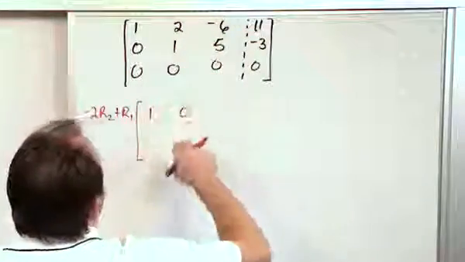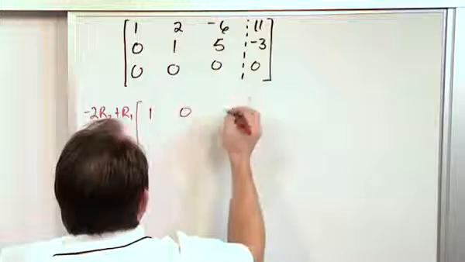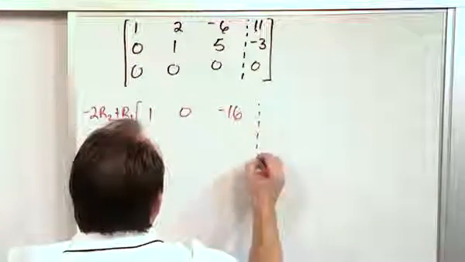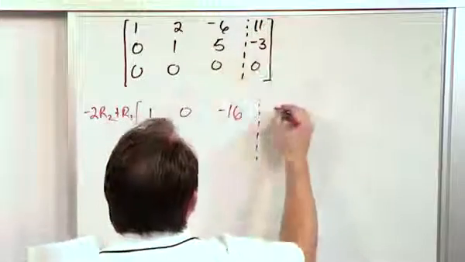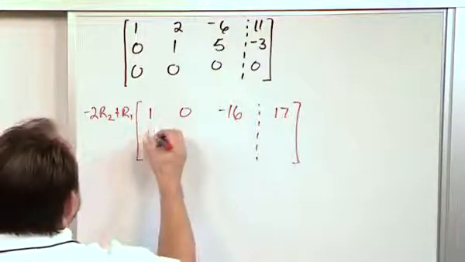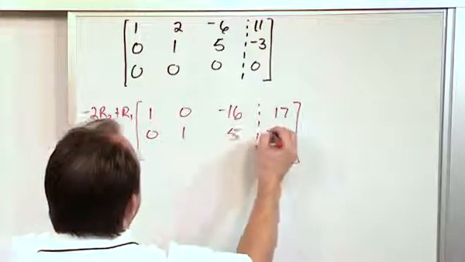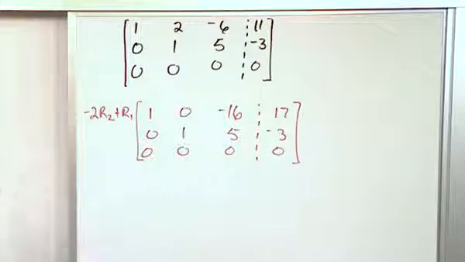Multiply by -2 and add it, then this is going to give me -10, and then I add it to this, I'll get -16. -2 multiplied by this will give me +6, add it to here, I'll get a 17, like that. And then the middle row, let me leave it the same, 0, 1, 5, -3, and then 0, 0, 0, 0. That is about as far as you can go.